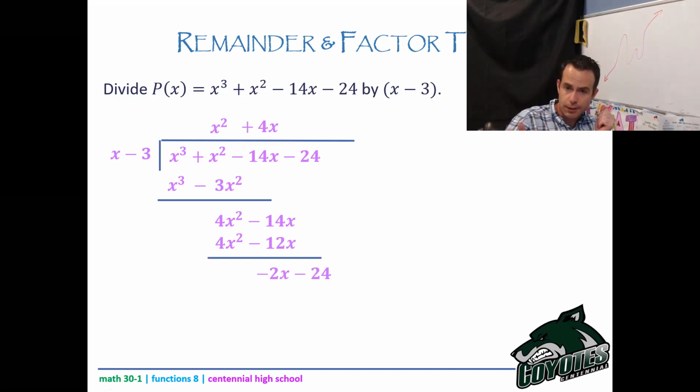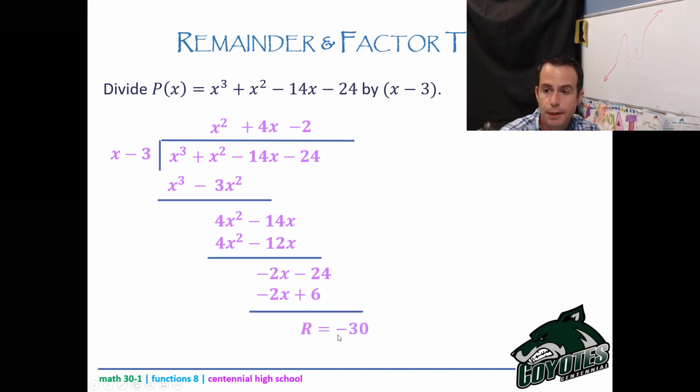And now I'm working with this leftover bit. And again, I'm always working left to right. So now I'm trying to get rid of the negative 2x. What do I put up top here that when I multiply it by x, I'll get out negative 2x? Well, I need a negative 2 up there. So negative 2 times x is negative 2x, and negative 2 times negative 3 is 6. Okay, now I subtract. Negative 2x minus negative 2x is nothing. Negative 24 subtract 6 will be negative 30, and that will be my remainder.